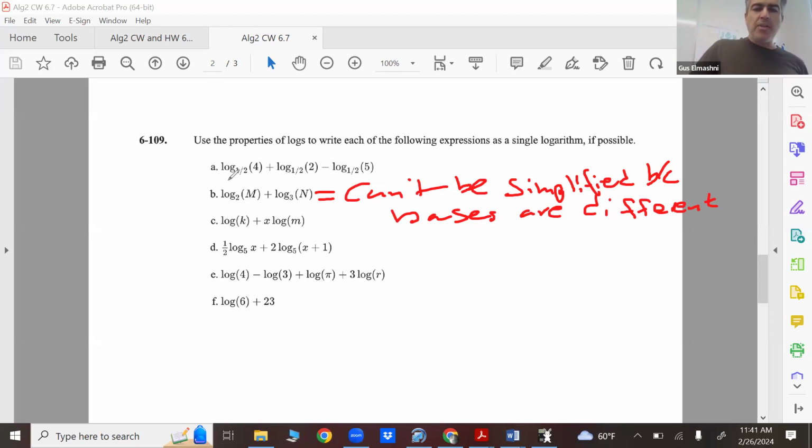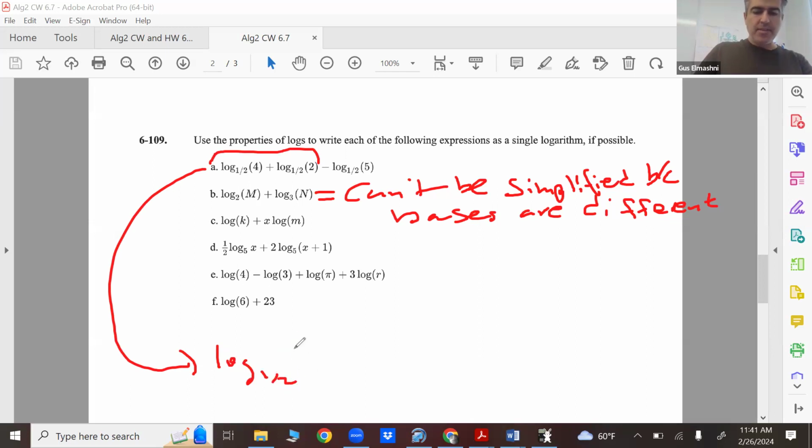Okay. Let's go back to A now. Let's focus on these first 2. How would I combine those first 2? Totally multiply it.